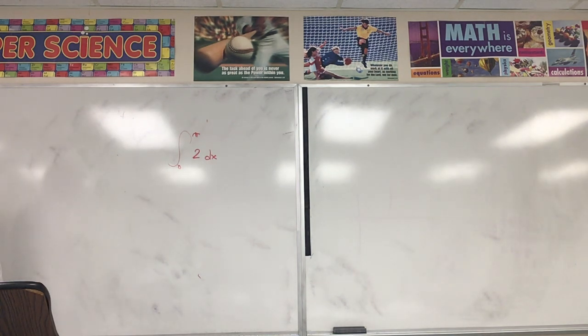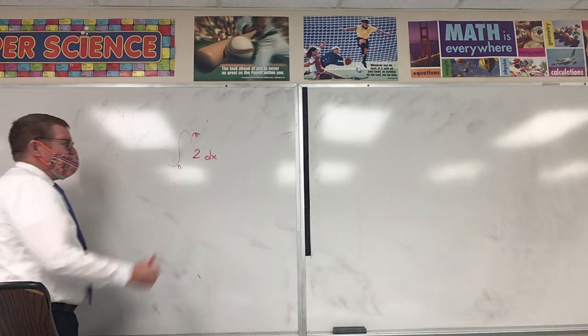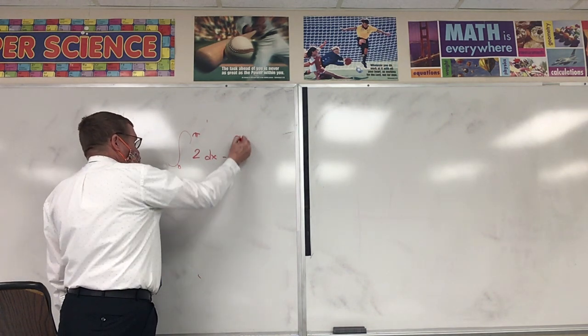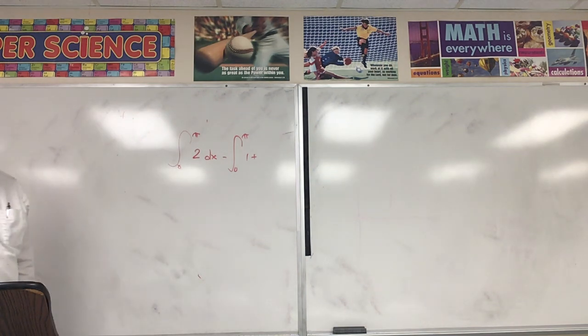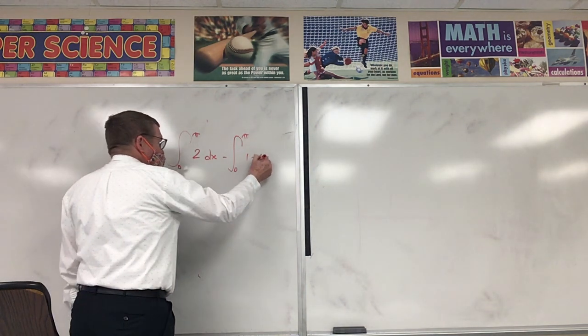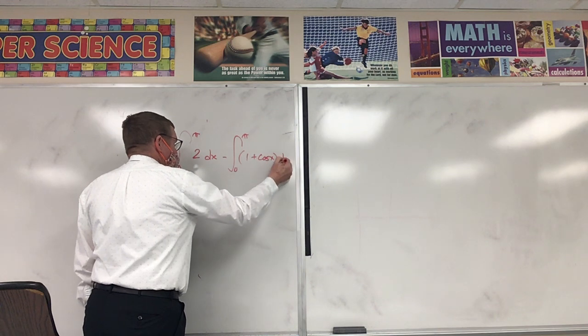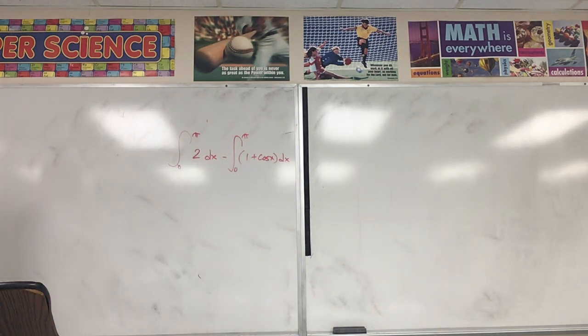We're going to set up the integral, minus the integral from 0 to pi of 1 plus cosine x. Wouldn't the area of the rectangle be 2 pi? It's going to be 2 pi, yes. But we want to get used to setting up the integral.